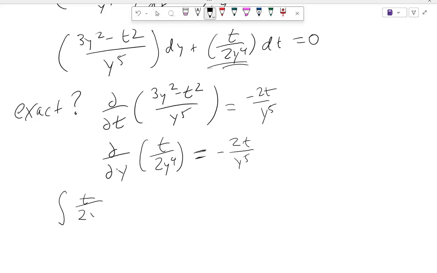Antiderivative of t over 2y to the fourth dt. What do we get? T squared over 4y to the fourth. Okay. Antiderivative of t is 1/2 t squared. And the other pieces are just constants, right? Now what do we do?